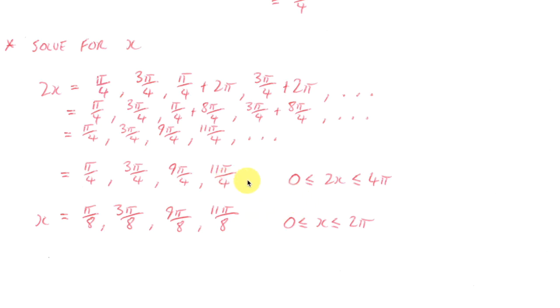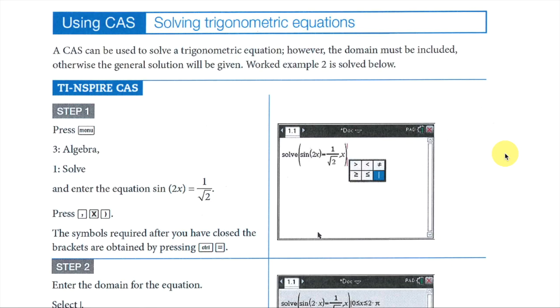Whilst these solutions are between 0 and 4 pi, they're the solutions for 2x. We want the solutions for x, and so we strip it back down to the domain that was given to us in the question. There's our solutions.